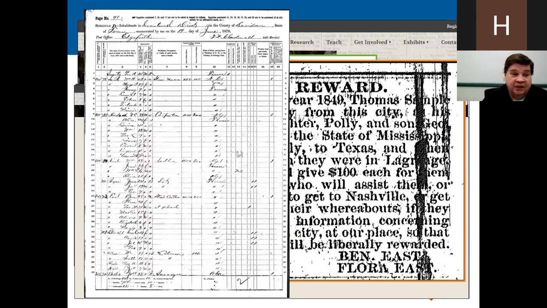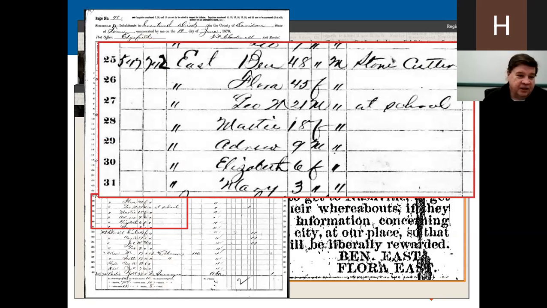So I got curious, were they successful? And I found the East family in the 1870 census. At that point, living with him was George W., age 21, at school. So at least they found him, if they didn't find Polly. So, good news came from this ad. Do they all have good news? Probably not.